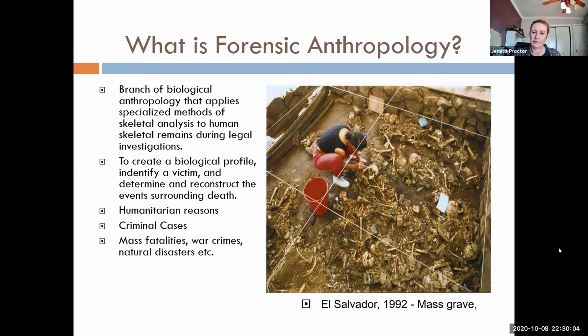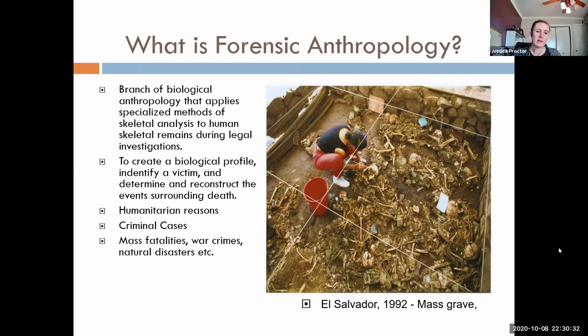If you have a huge assemblage like that, a mass grave, wanting to determine how many males are in that population, how many females, how many juveniles, how many adolescents, how many adults, how many elderly. That's what they would specialize in determining. So they're essentially creating a biological profile, identifying victims, and determining and reconstructing the events that may have surrounded their death. This can be done for humanitarian reasons.